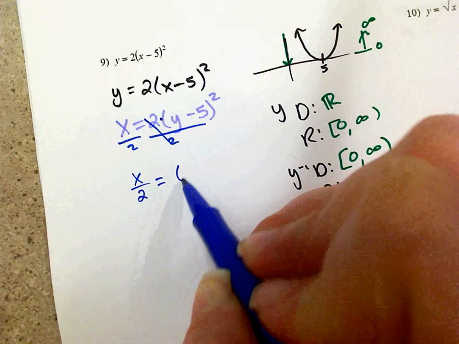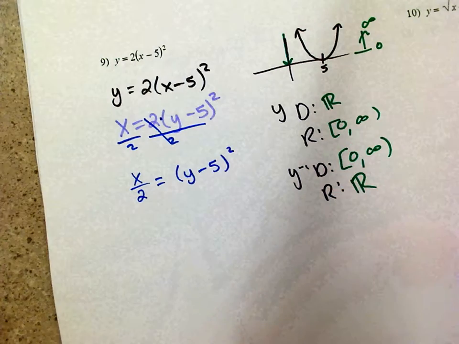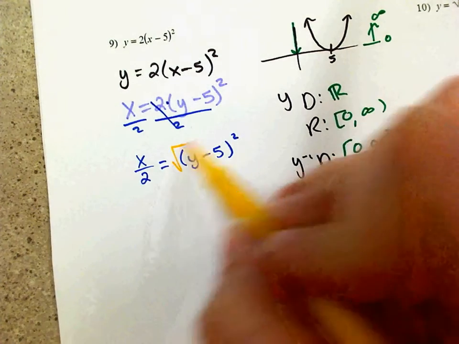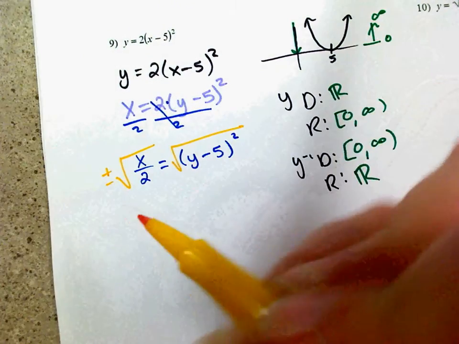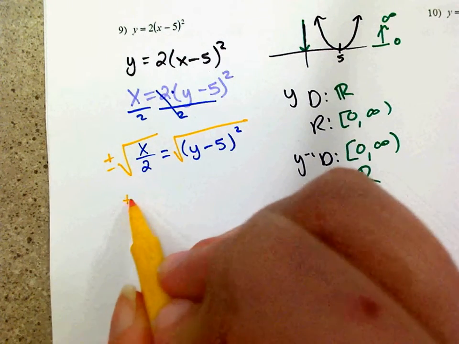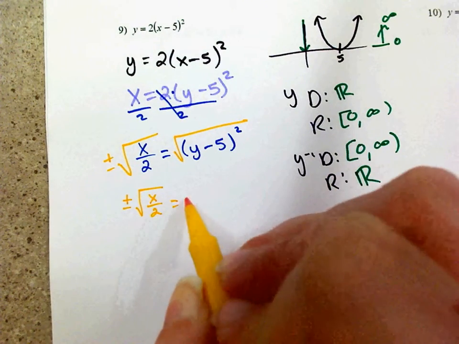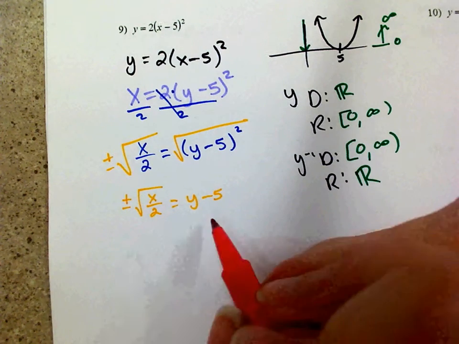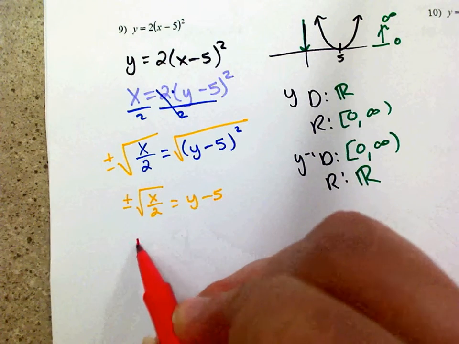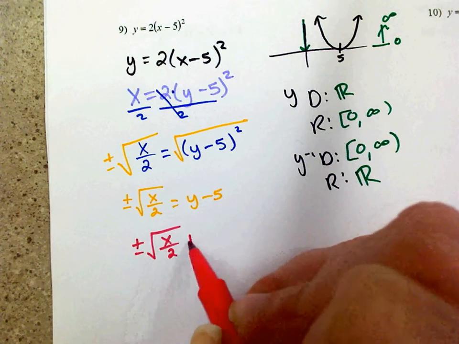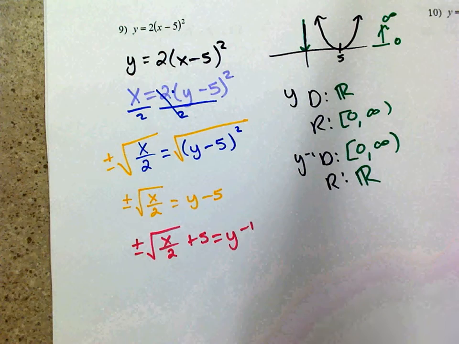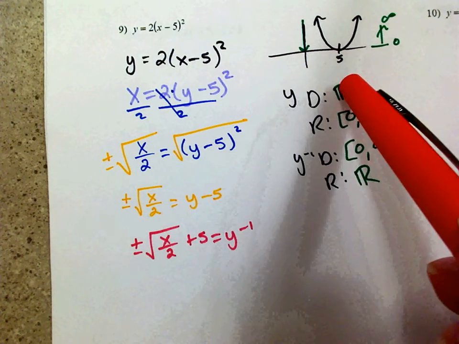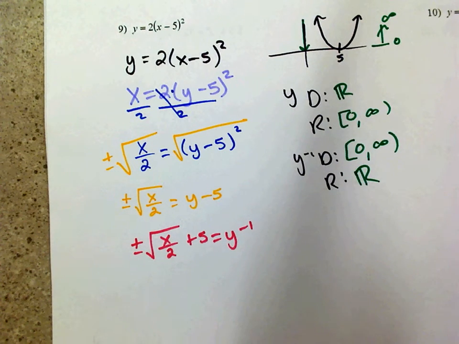Now I want to get rid of the square. The opposite of the square is the square root. So square root that, plus and minus. So I've got plus and minus the square root of x divided by 2 equals y minus 5. I'm going to solve for y. I add 5. So plus and minus the square root of x divided by 2 plus 5 equals y inverse. Okay. And like I said, as long as you start with a parabola, there's no big issue. If you start with a parabola with a restriction, then you got to think about some other things. But just a regular parabola, plus and minus, and you're good.